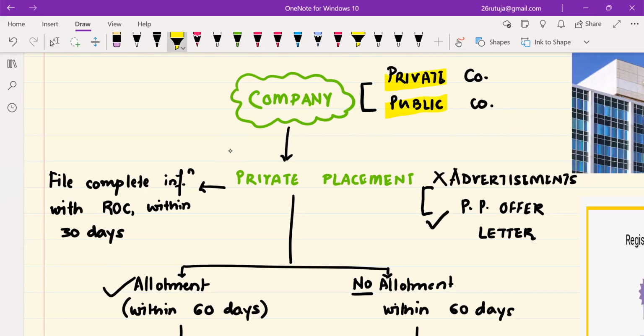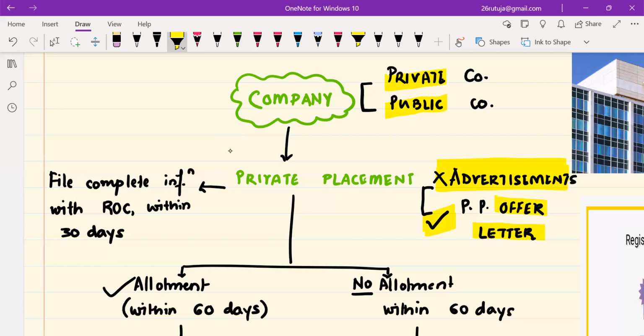If you're going for a private placement, the company should not go for any kind of advertisements, on any social media or through newspapers or any other ways, because it is a private placement. You have already identified the investors, the persons who will be interested to purchase the securities of the company, and therefore you have to make a private placement offer letter and give that to those investors.